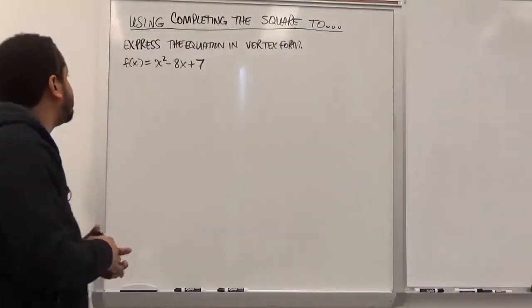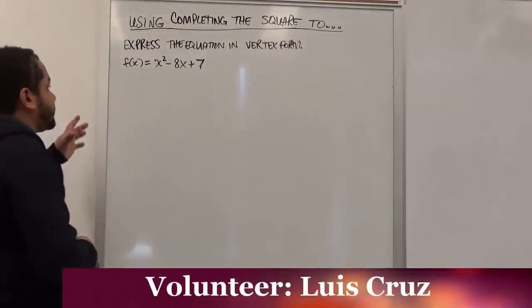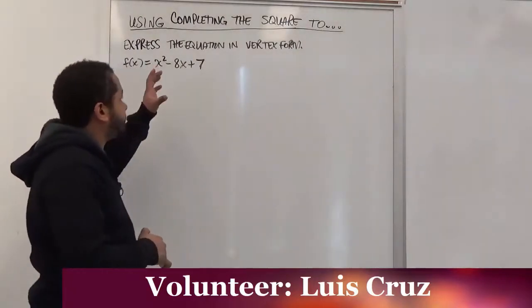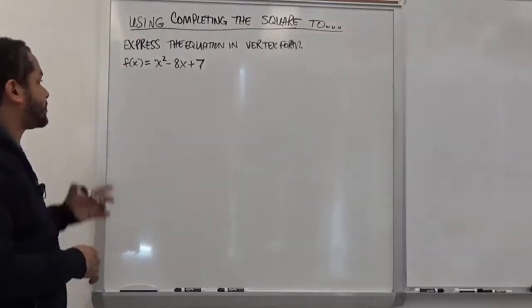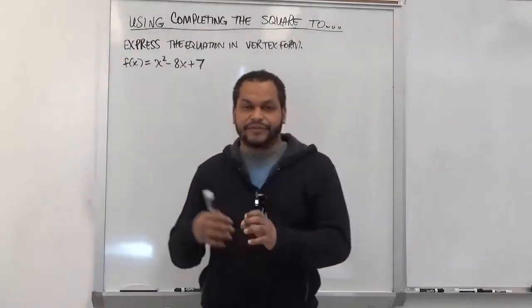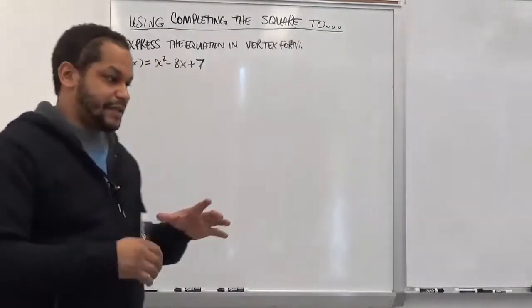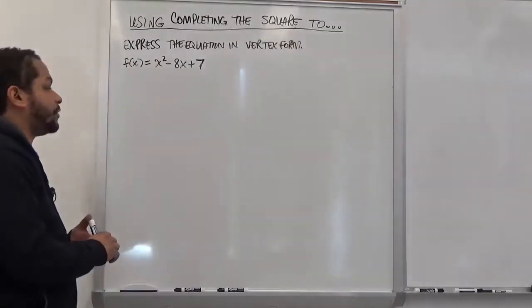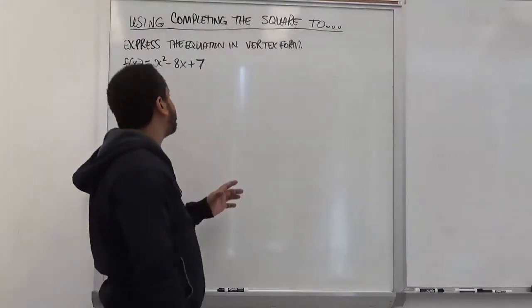All right. Now, we can also continue using the completing the square method to express the equation in vertex form. To do this, it's a little bit different than what we just saw. In this case, we won't be setting the equation equal to 0. We'll actually be working with only one side of the equation.